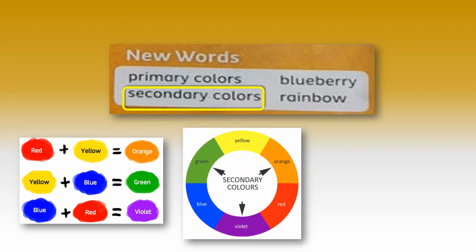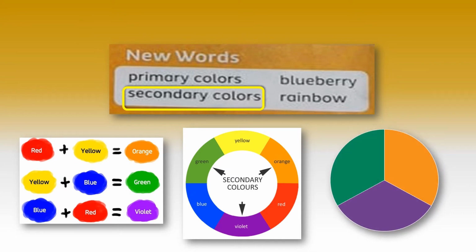So here we can see yellow, blue and red, and the colours we get when you mix the two together. So yellow and red is orange, blue and red is violet, and yellow and blue is green. And these are the colours that we get from mixing the three primary colours. These are the secondary colours.